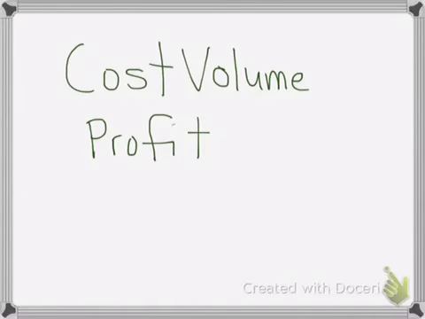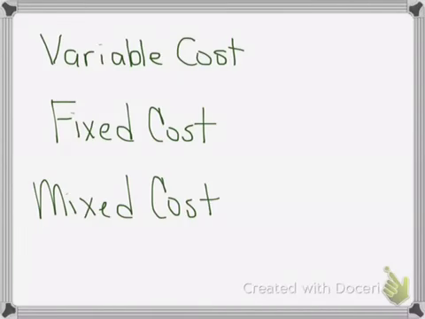Cost volume profit is really an analysis tool that we can look at so that we can analyze what's happening and what we need to do to get to certain points in decision making. It just really helps us be decision makers. We've moved out of some of those basic journal entries into now looking at, if we are a manager, how do we make decisions for our company. And so that's really what we start looking at with this cost volume profit analysis.